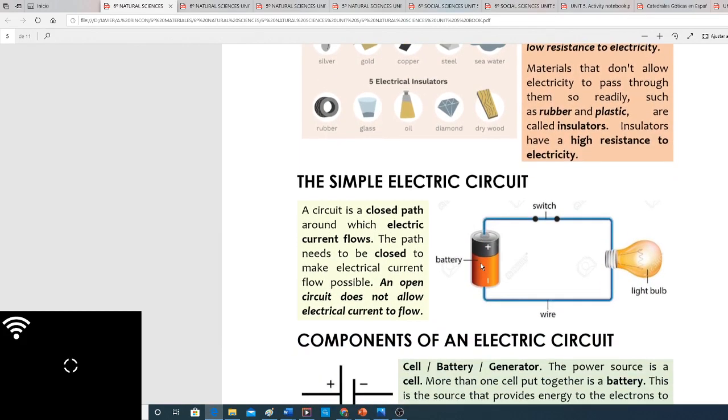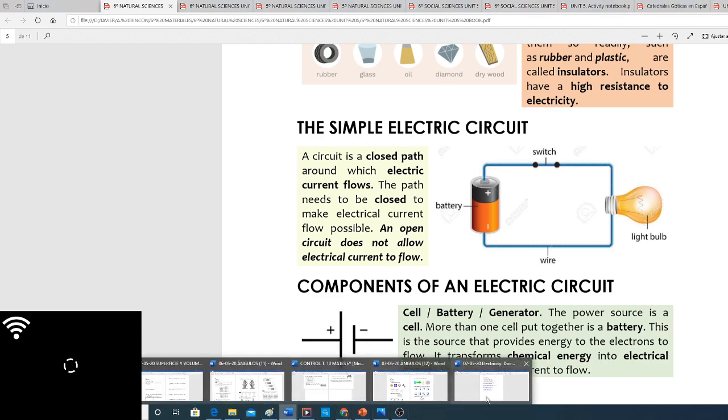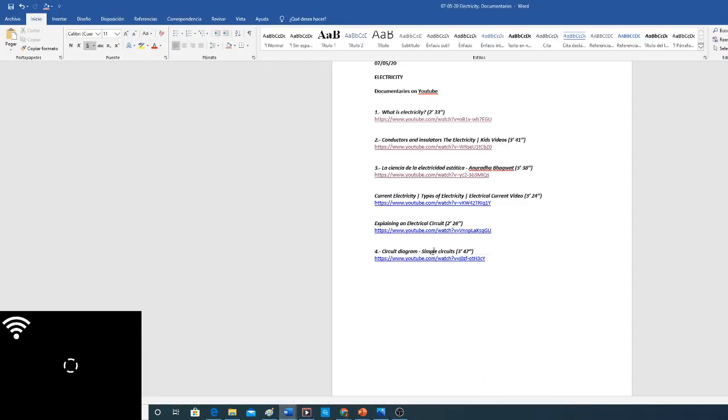Now, I want to see about simple electrical circuits. But before, I would like you to watch another interesting video about current, electricity, and the circuit diagram. And this is the last video of today's class. So pay attention.